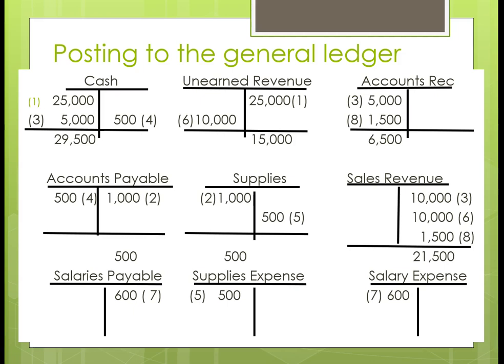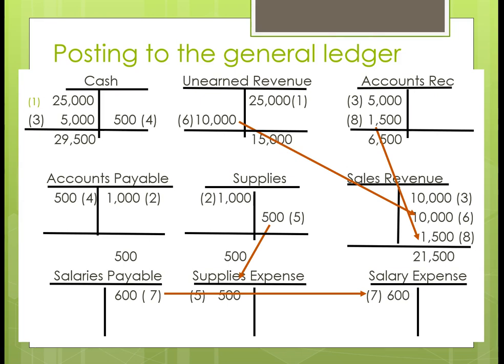Now we post it to the general ledger. There's our $500 in supplies that transferred out of an asset account and became an expense. Assets become expenses. Unearned revenue, we had a liability that becomes revenue. And we have our salaries payable. And then we have our revenue that we earned, but we hadn't had time to bill, so we set it up as an accounts receivable.